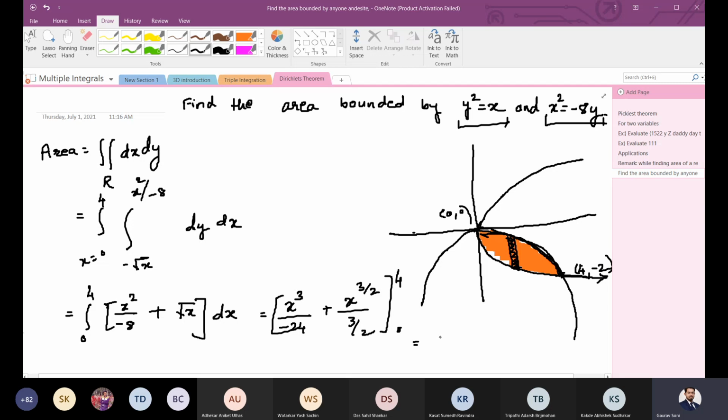So 4 cube divided by minus 24 plus 8 divided by 3 by 2. This can be solved and the final answer is 8 by 3. Check the calculation.